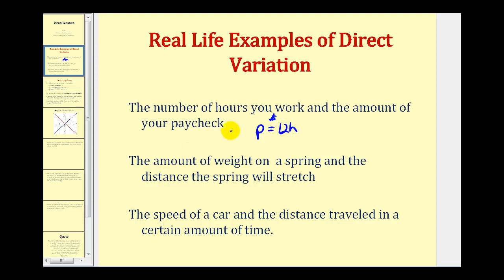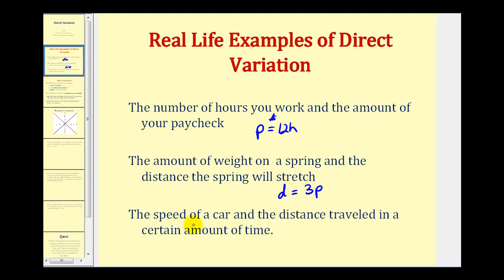Another example, the amount of weight on a spring and the distance the spring will stretch is an example of direct variation. So for example, if we say a spring stretches 3 inches for every pound attached to it, we would say the distance the spring is stretched, or D, is equal to 3 inches times the number of pounds, which we'll call P. Again, for every pound, the spring will stretch another 3 inches, an example of direct variation.